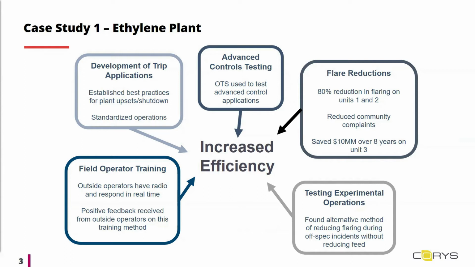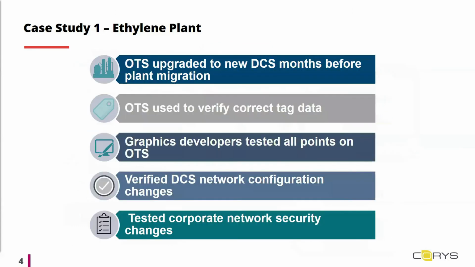They have radios and they respond to the locations that they would in a normal upset, which gives the board operators or the control room operators a better sense of the time required for outside operator response. They also use the simulator for testing experimental operations and were able to test advanced control applications through the use of the simulator as well.